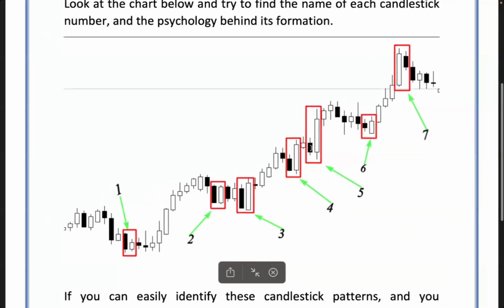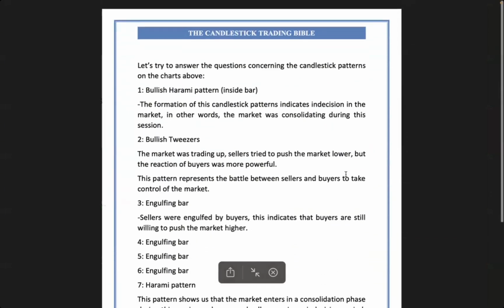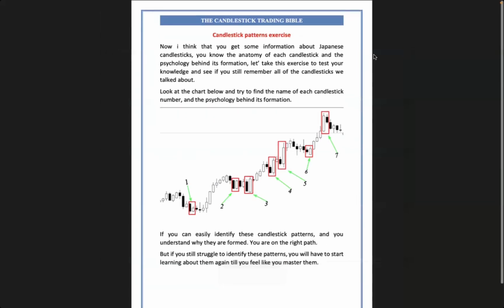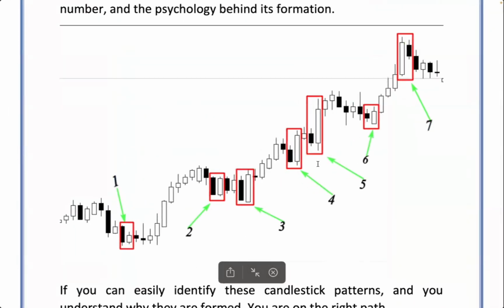All right, then the 5. Bullish harami. So the thing with the harami is the left candle is supposed to be the mother, and then the right one is supposed to be inside the mother. So this is the harami. You can see that this is the mother candle, and then there's a small one inside.